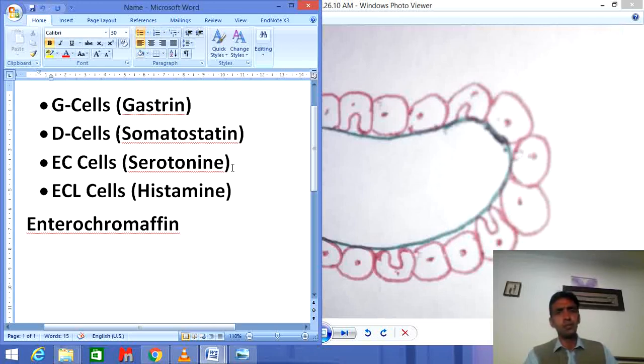While serotonin is also a type of paracrine secretion, it is also responsible for the activation of the parietal cell. Some portion of serotonin is also absorbed into the blood vessel. We will learn about this in the class.